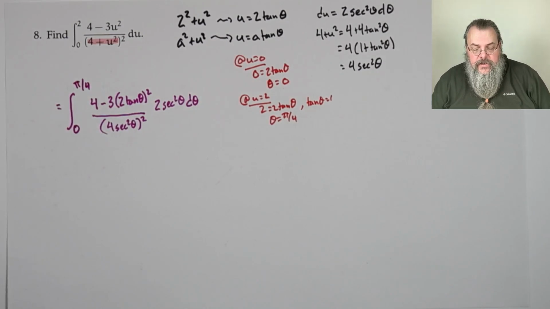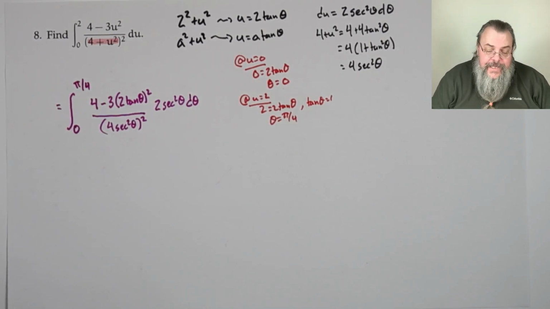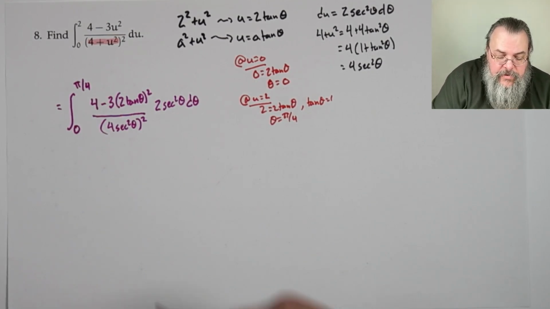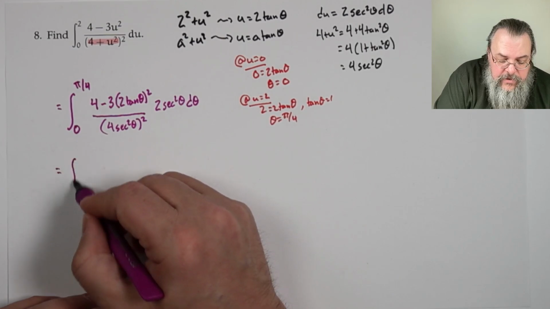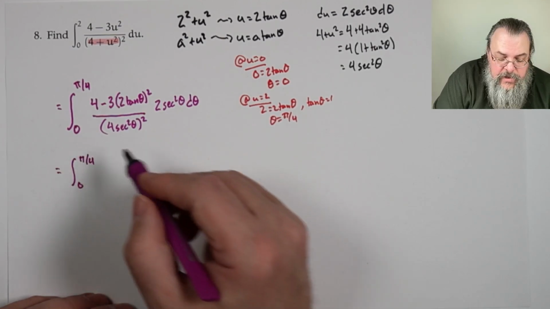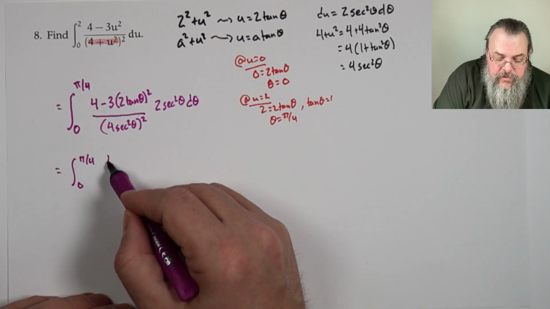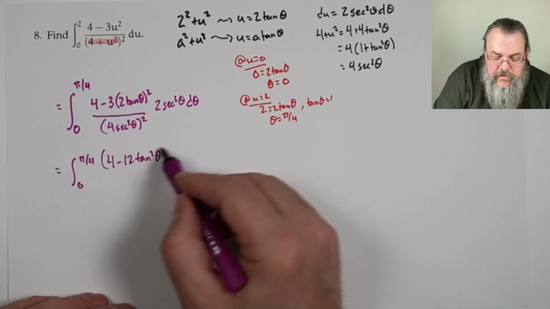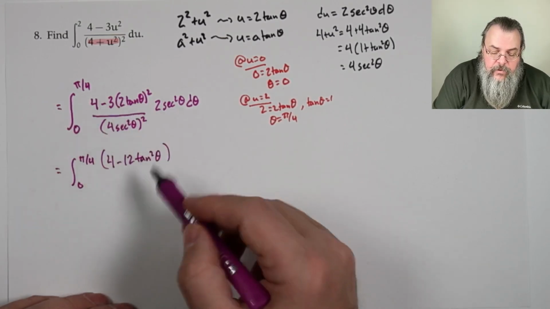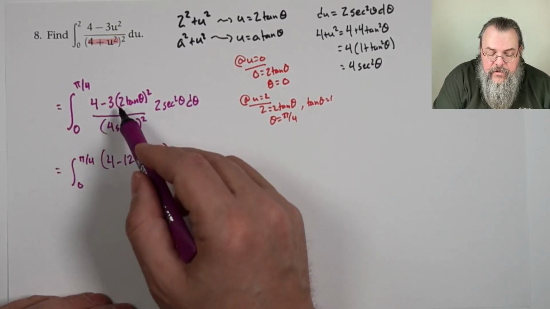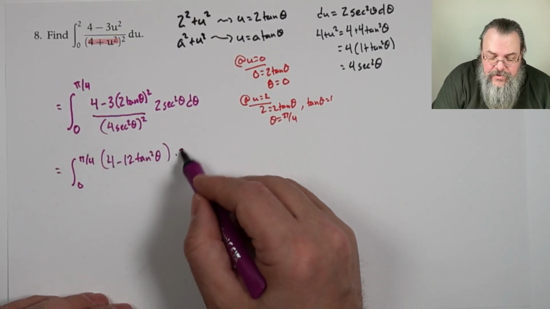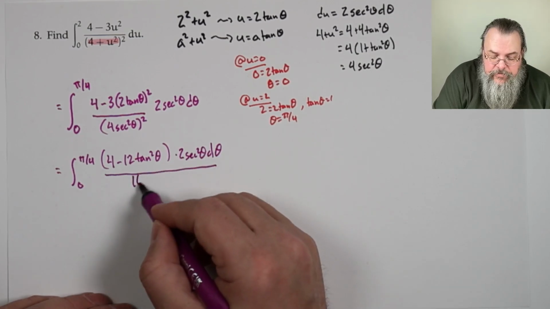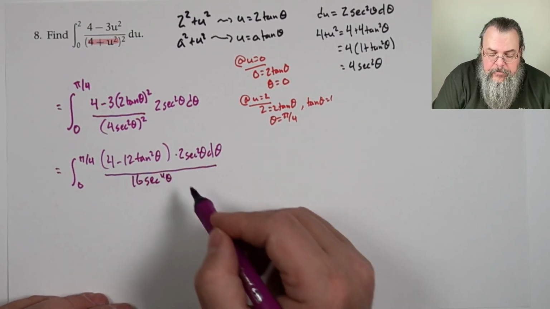All right, good. Well, let's start cleaning up, see what we have here. We have the integral from 0 to pi over 4, and we'll write this as 4 minus 12 tangent squared theta. Okay, that's that part. 2 squared is 4, and 3 times 4 is 12. And there's a 2 secant squared. Now downstairs, this is 16 secant to the 4th theta.